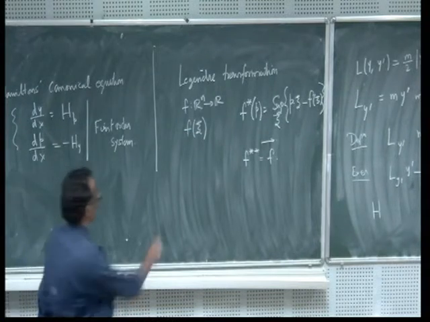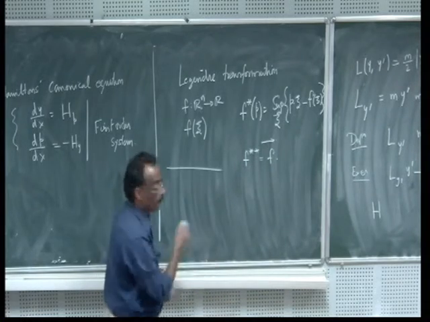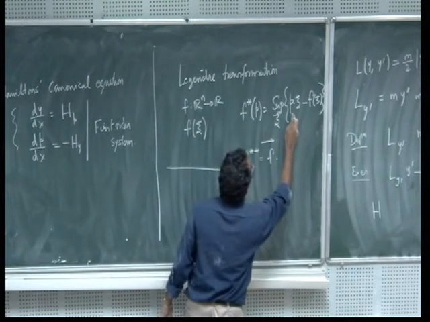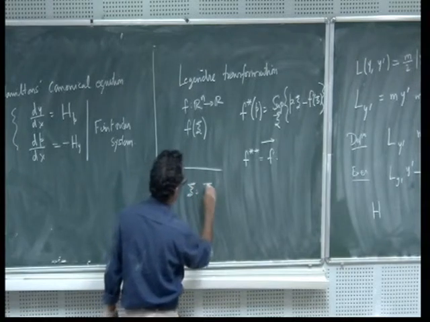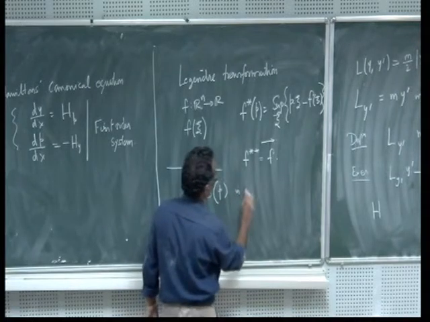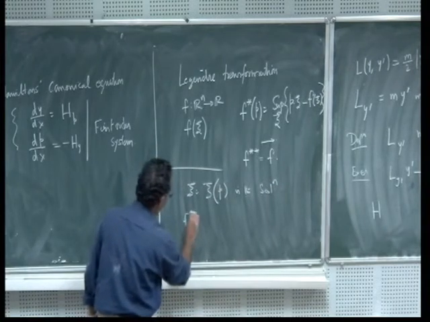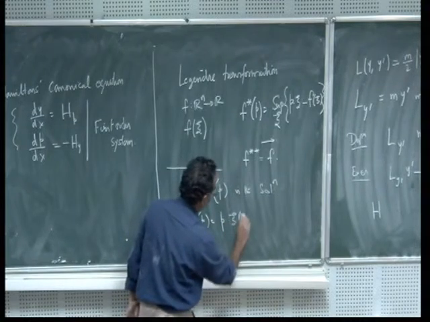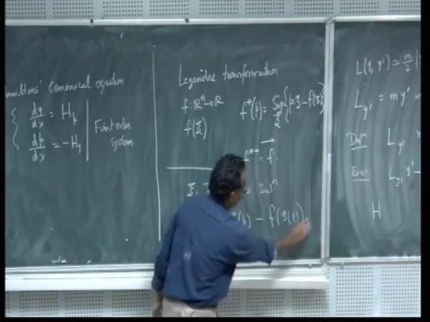Now formally, this is a very formal calculation which may or may not be true. Suppose you can solve this, so psi equal to psi of p is the solution. Then what do you get? Your f star of p is equal to p psi of p minus f of psi of p, if you can solve that.